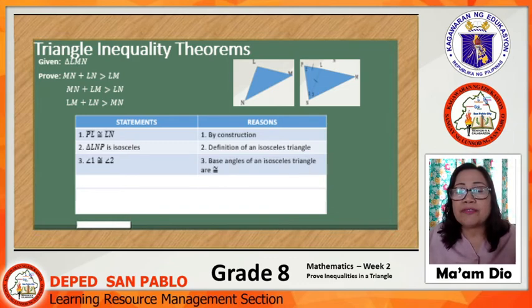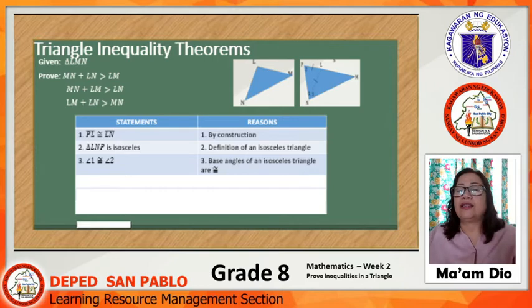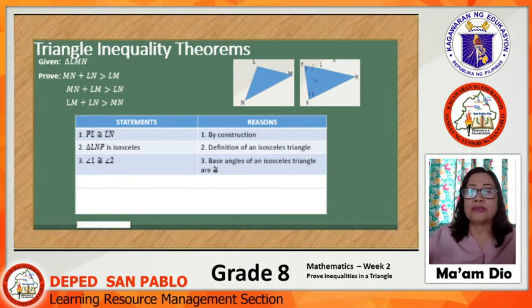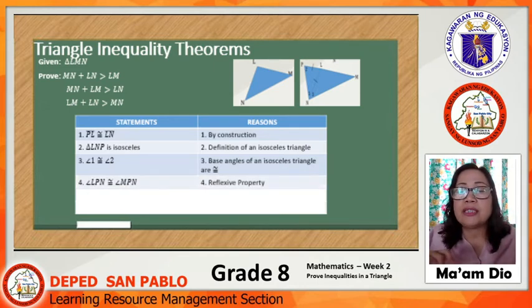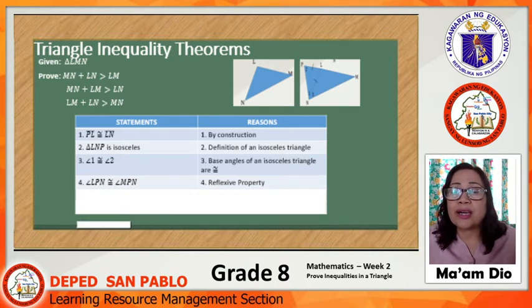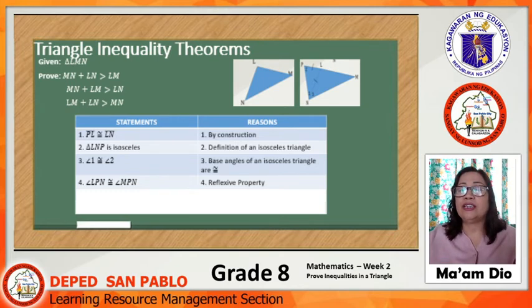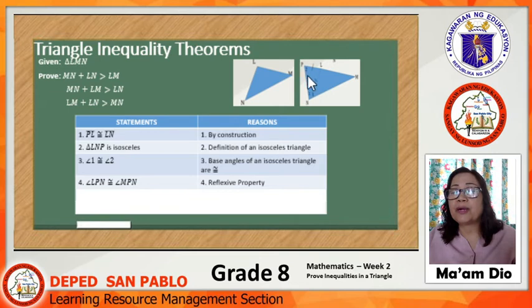Statement number 3 follows that angle 1 is congruent to angle 2, since that triangle is an isosceles triangle, and the base angles of an isosceles triangle are congruent. Now let's proceed to statement number 4. Angle LPN is congruent to angle MPN. We are talking about the same angle here, by the reflexive property of equality.